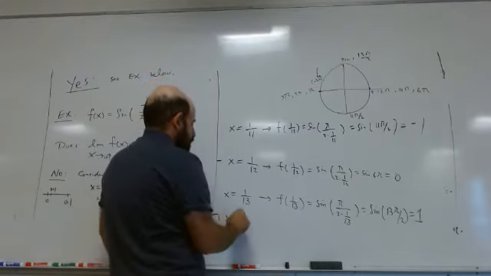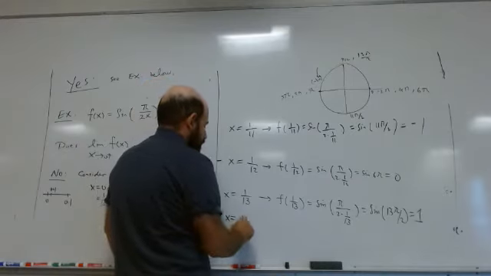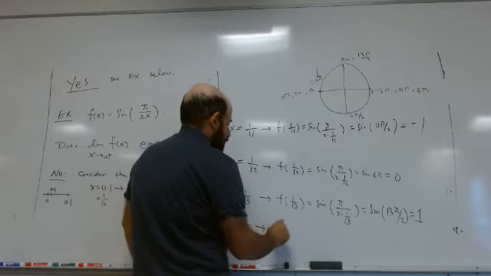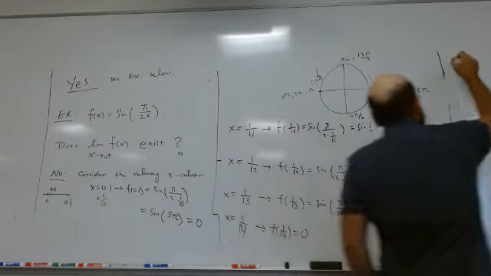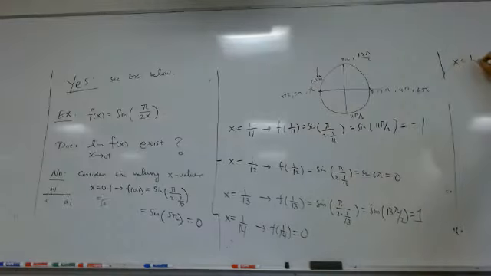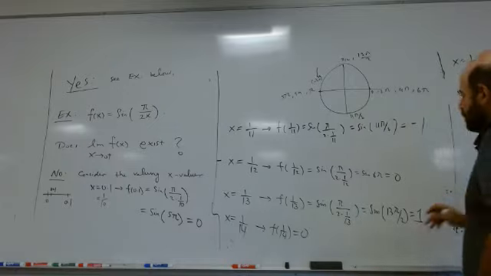Then let's continue. 1 over 14. You can check that f of 1 over 14 will also be 0. And then x equals 1 over 15. You can check that f of 1 over 15 will be -1. 1 over 16. Oh, sorry, you can see there.